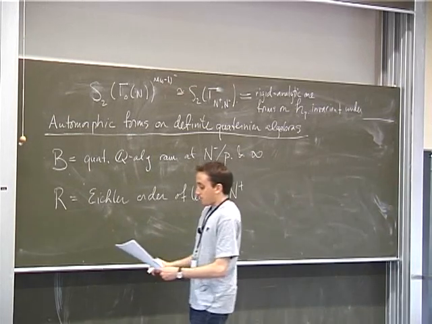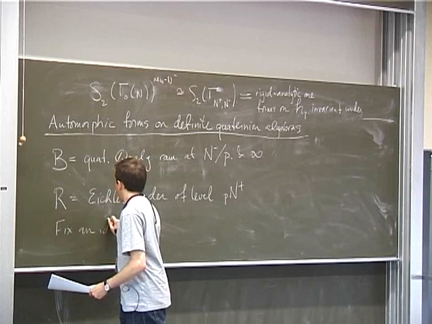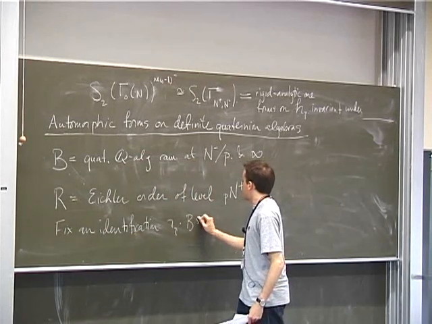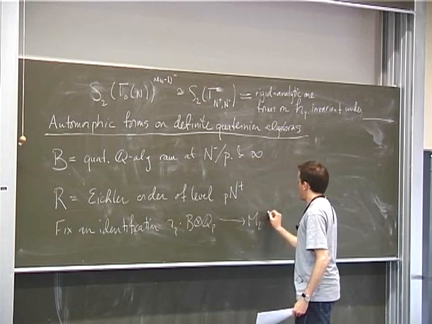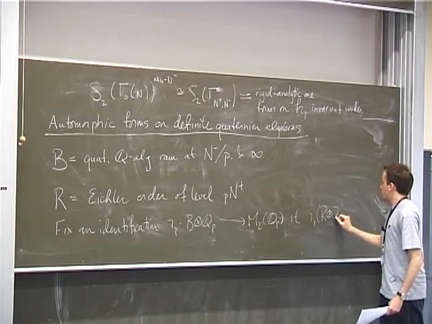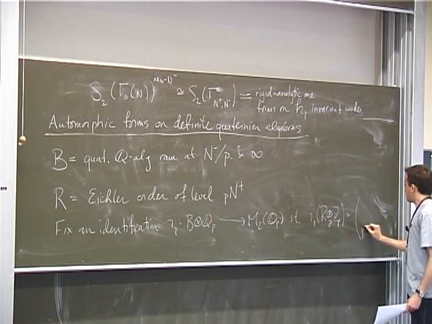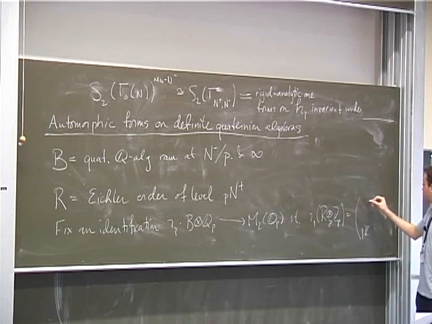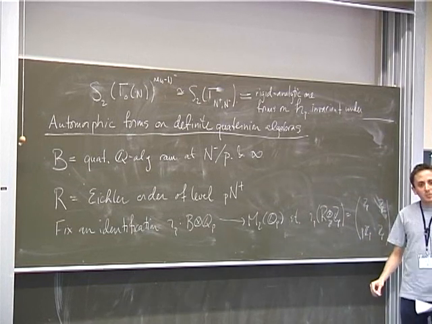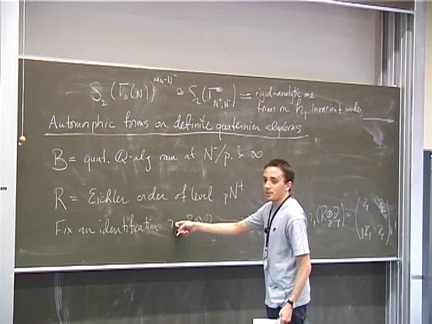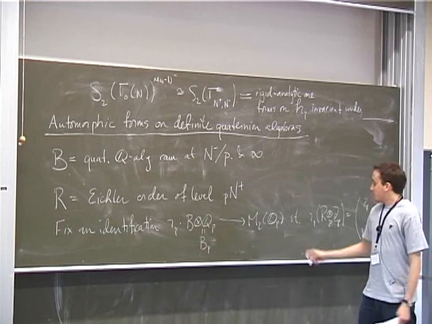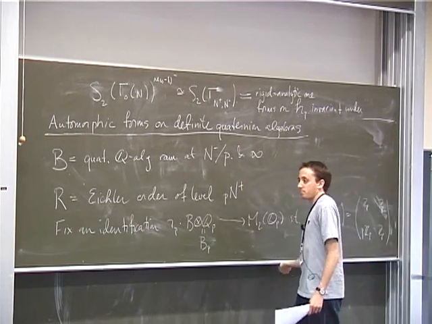All right. Now, we can also fix an identification IP of B tensored with QP with M2 of QP such that under this identification, IP sends R tensored with ZP to the usual 2 by 2 matrices with elements in the bottom left-hand corner divisible by P. So fix this identification, and usually I won't even bother writing the IP if I'm considering an element of B tensor QP, which I'll always write BP, as an element of M2 of QP. I'm going to suppress the notation for this identification, probably unconsciously.